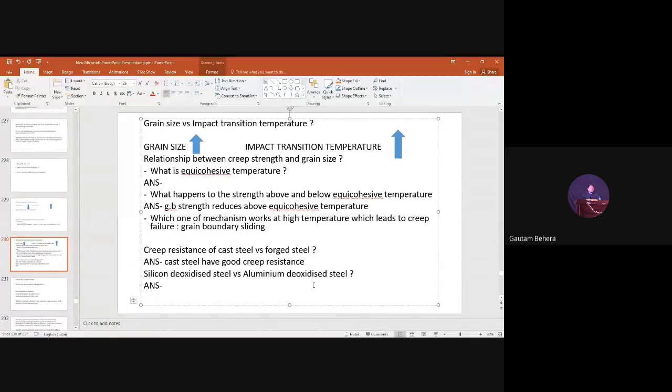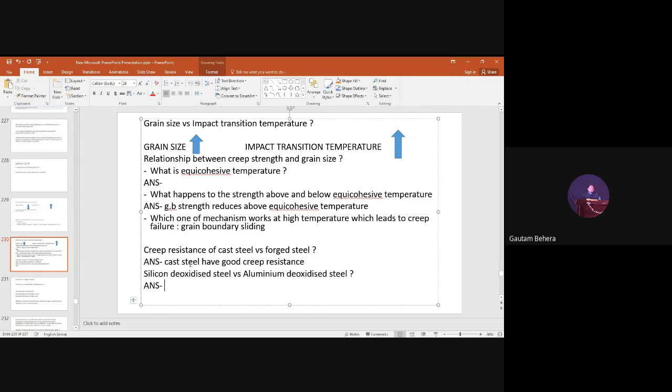Which one will have finer grain structure? Which steel will have high creep resistance, in other words? That will depend upon the grain size. One will have high grain size and the other low grain size. The steel containing aluminum oxide has low grain size.